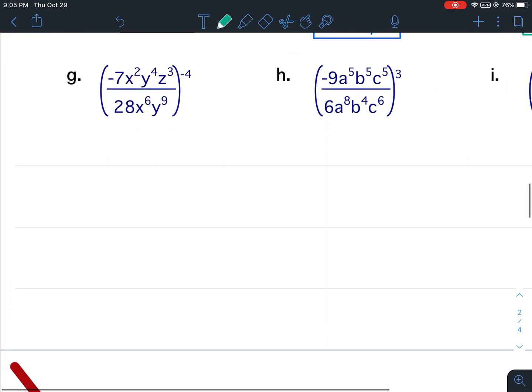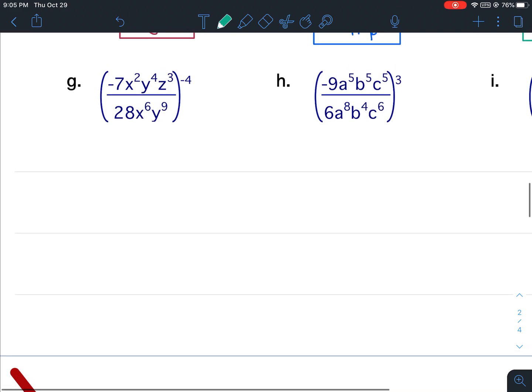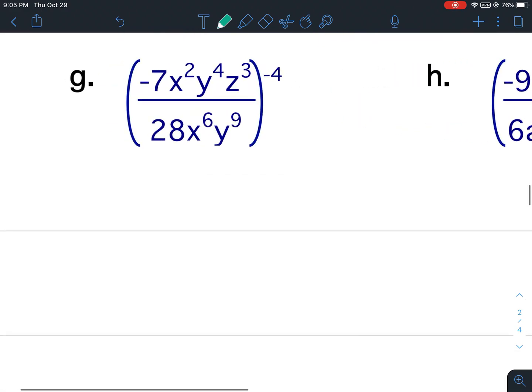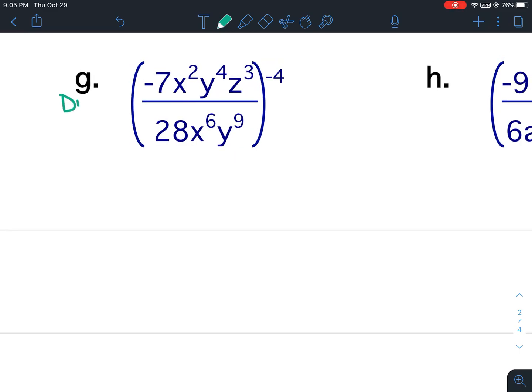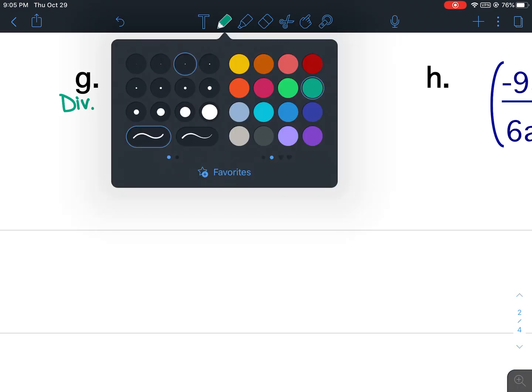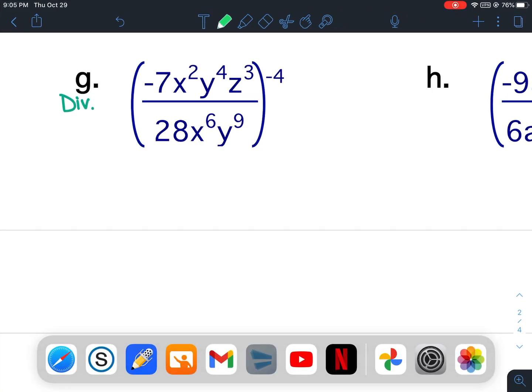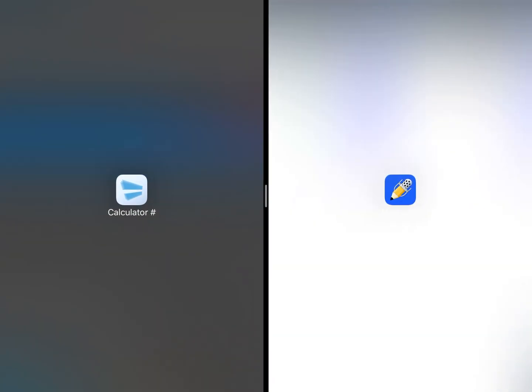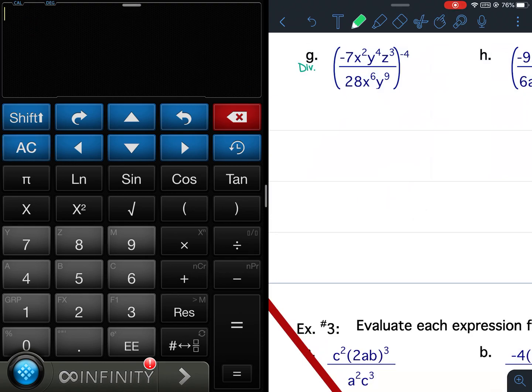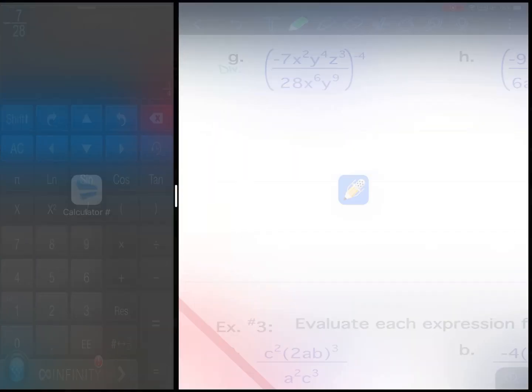All right, for G. For G, I can go right to dividing. There's nothing to simplify in the numerator, nothing to simplify in the denominator. I want to do everything inside the big parentheses first because I'm following my order of operations. So that means I'm ready to divide. So I'm going to put in negative 7 over 28. That gives you negative 1/4.